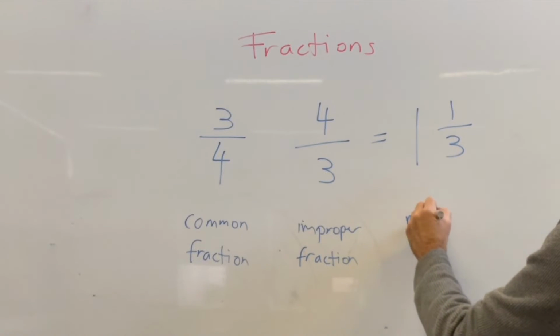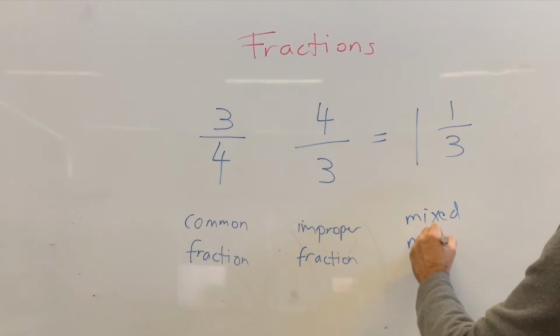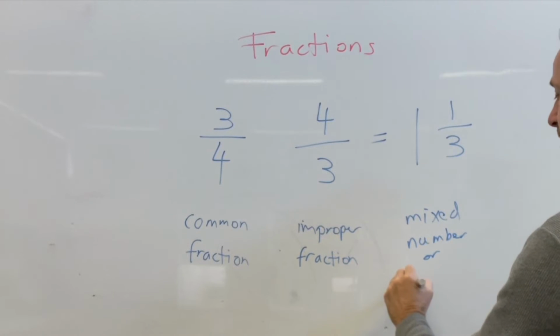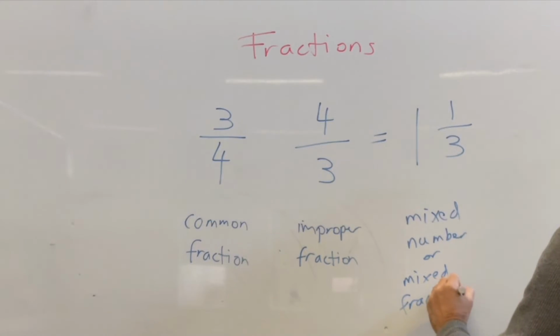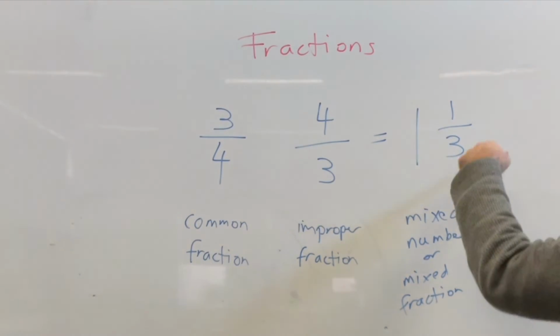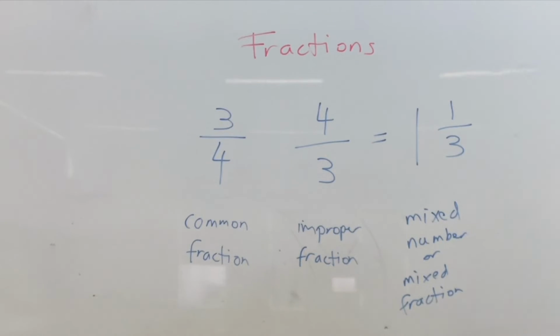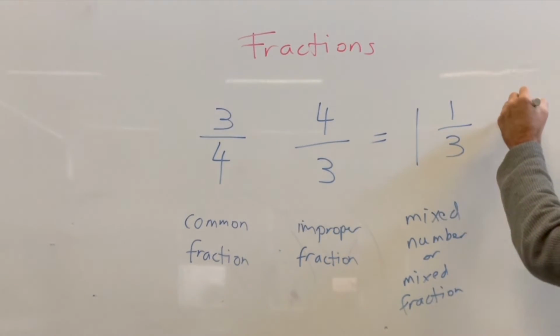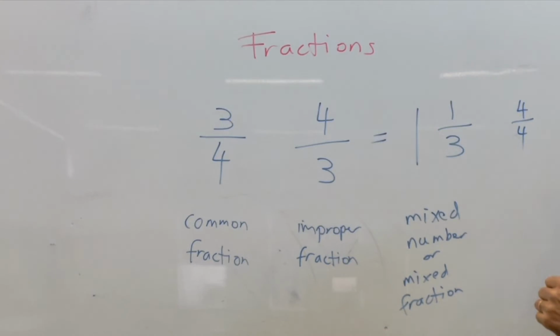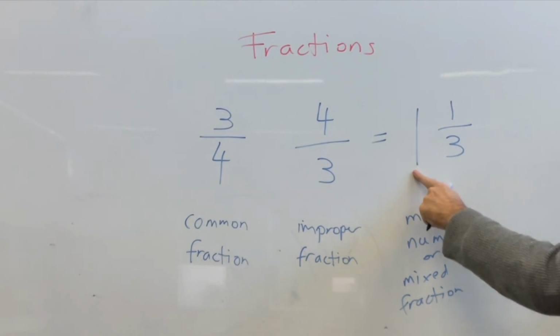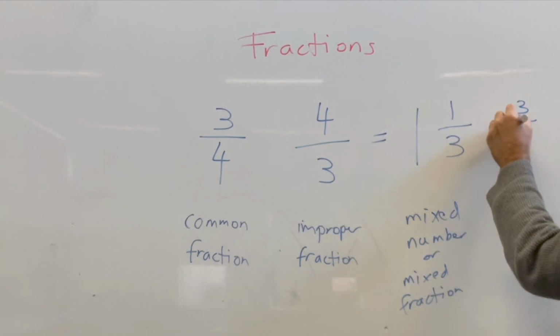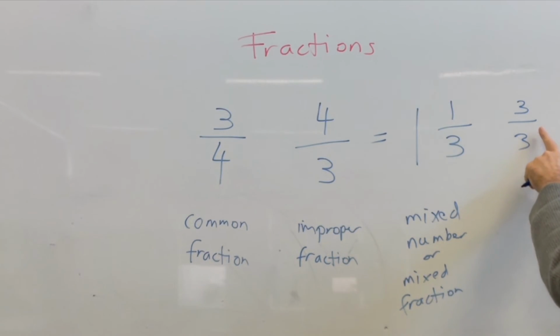And this is called a mixed number, or a mixed fraction, so both those terms mean the same thing. Now, what I want you to think about here is that in 1 and 1/3, that 1 can be represented as 3/3. So 3/3 and 1/3 gets you back to that 4/3.